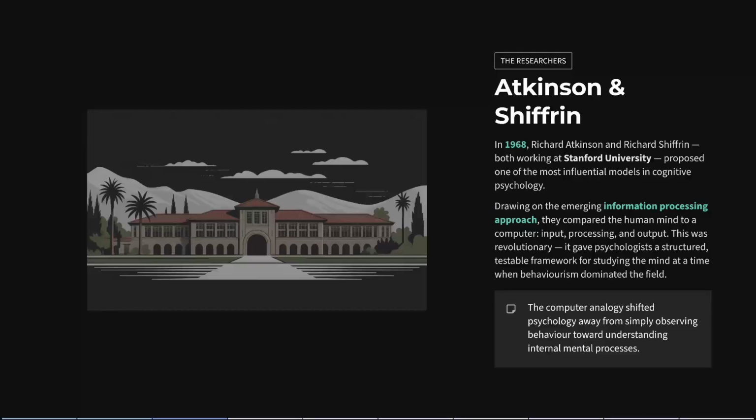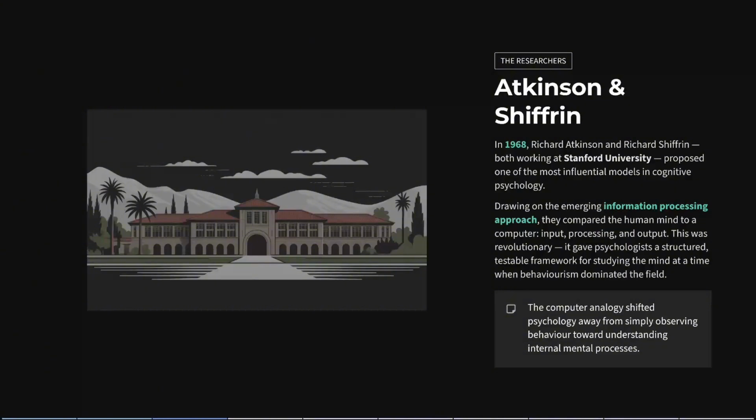And here's something worth mentioning. In an extended answer, in order for you to show wider reading, Atkinson went on to become the president of the University of California system, one of the largest university systems in the world. Shiffrin is still active in research today, well into his 80s, continuing to publish on memory and attention. Their 1968 paper remains one of the most cited in the entire history of psychology.